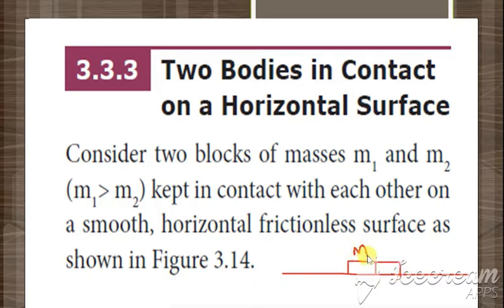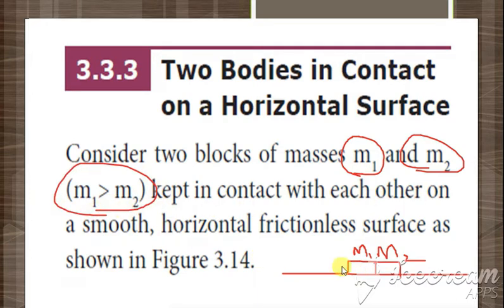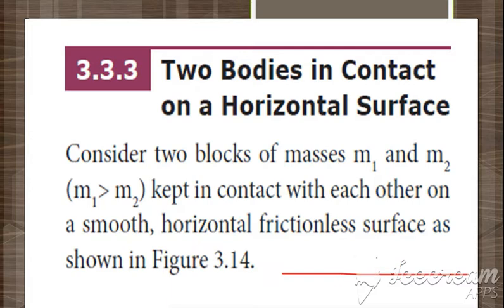Let the two bodies of masses be represented as m1 and m2. They are kept in contact, and the condition is m1 is greater than m2, and it is on a frictionless surface. So over this, what are the forces acting on these objects and what happens to the acceleration? That is all we are going to see here.